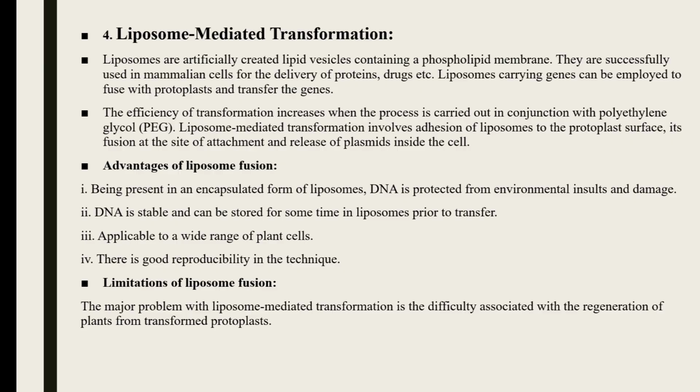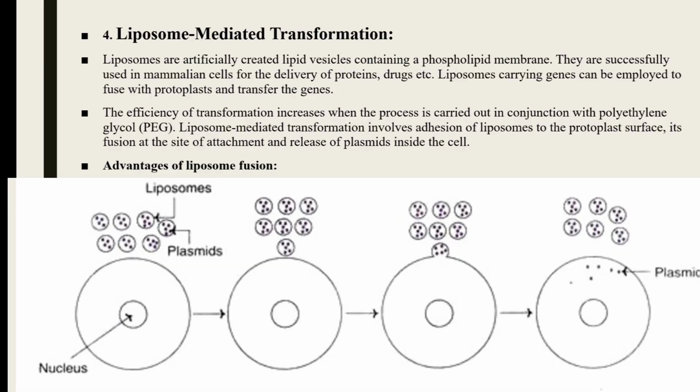They are successfully used in mammalian cells for the delivery of proteins, drugs, etc. Liposomes carrying genes can be employed to fuse with protoplasts and transfer the genes. The efficiency of transformation increases when the process is carried out in conjunction with polyethylene glycol.